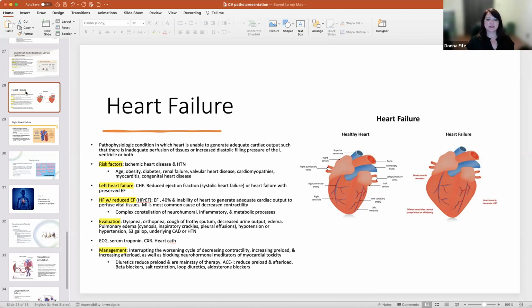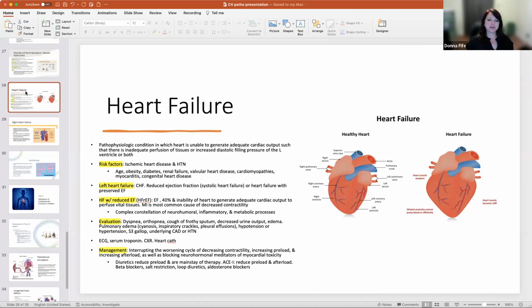Left heart failure, CHF, congestive heart failure. There's reduced ejection fraction or systolic heart failure, or heart failure with preserved ejection fraction. In heart failure with reduced ejection fraction, the EF is 40% or less, and there's an inability of the heart to generate adequate cardiac output to perfuse the vital tissues. Myocardial infarction is the most common cause of decreased contractility. And it's a complex constellation of neurohumoral, inflammatory, and metabolic processes.